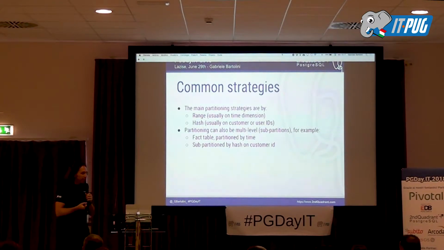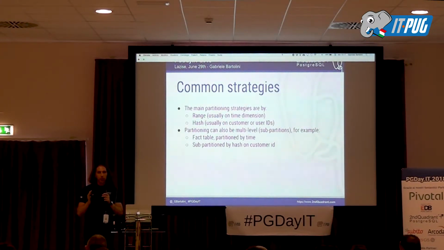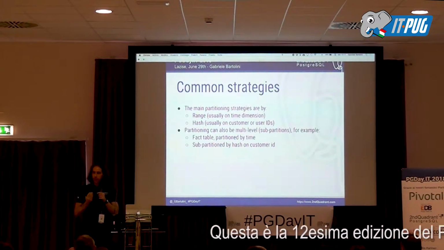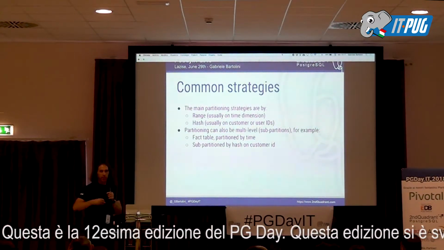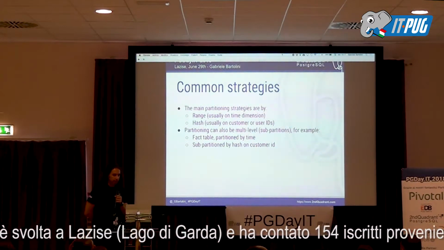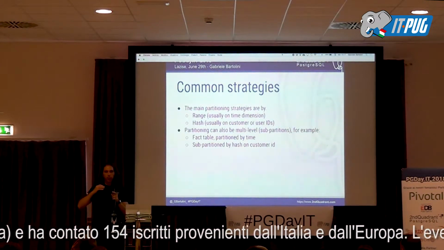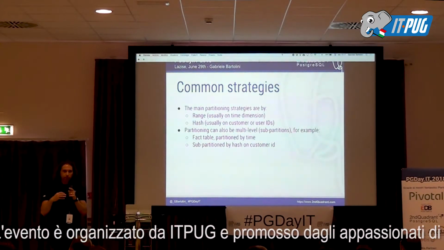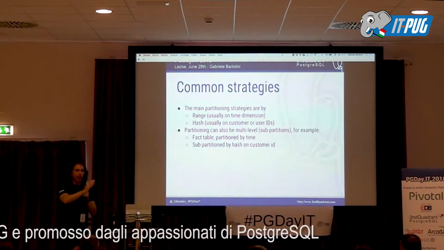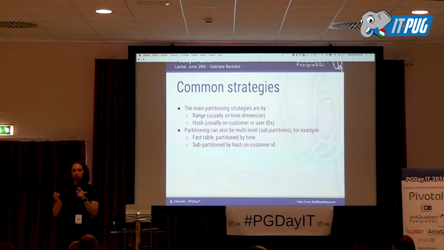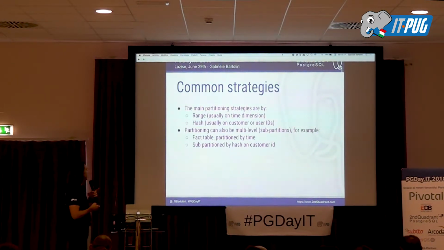The common strategies for partitioning are usually two. One is range, usually on the time dimension. Think about logs, think about transactions, think about invoices, purchases. And the other is hash. For example, think about customers. We can suppose that we can store customer data in different partitions based on a hash of the user ID, for example.